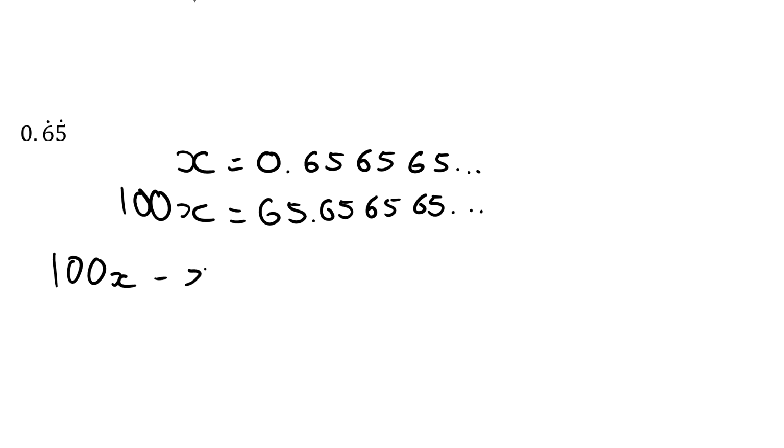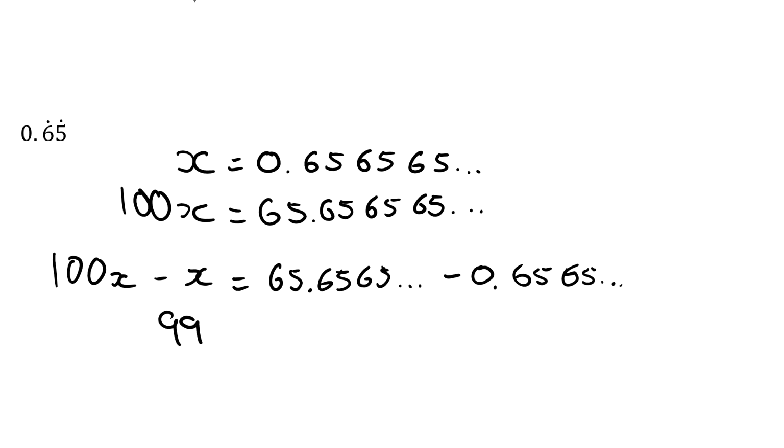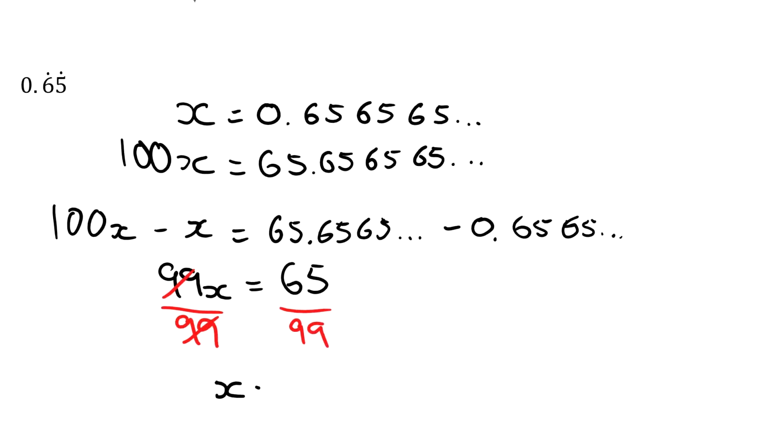100x take away x is going to get me 65.656565 take away 0.6565. All the repeating decimals are going to cancel out, and I'm left with 99x, because we had 100x's and we're taking only one of those, and we're left with 65. We're going to divide by our coefficient there, they cancel out, and we get x equals 65 over 99. And that's our simple fraction for that one.